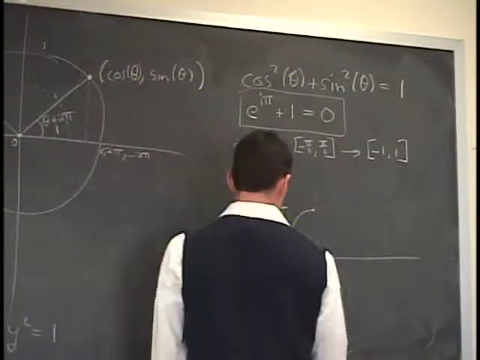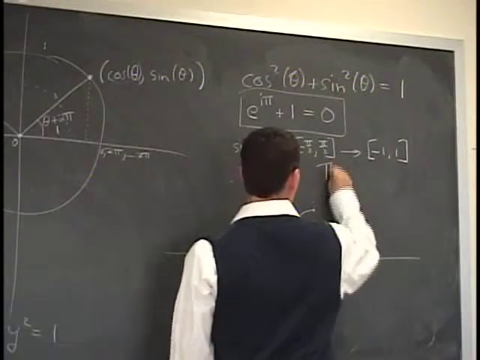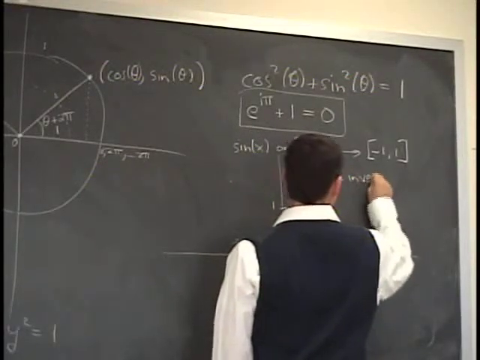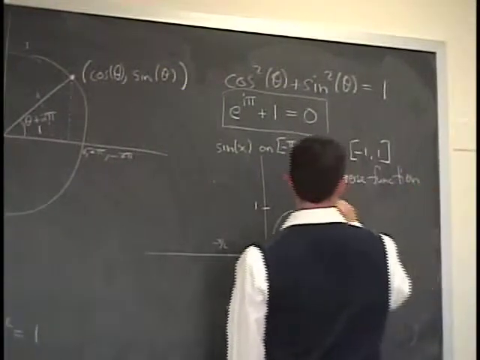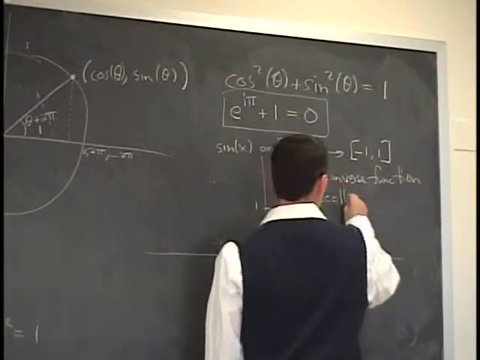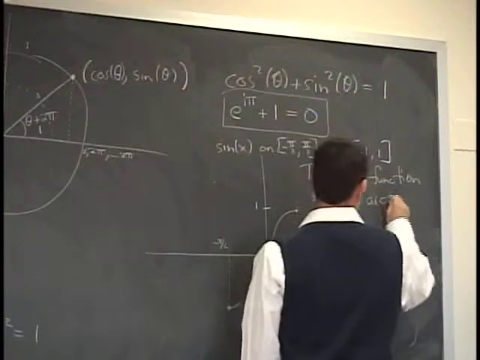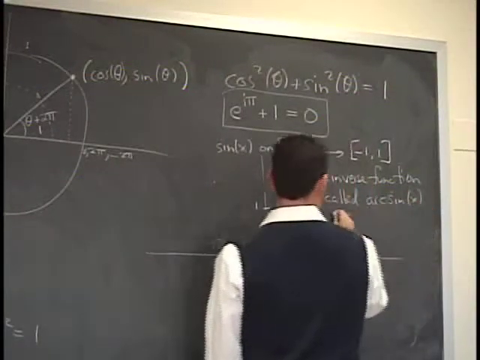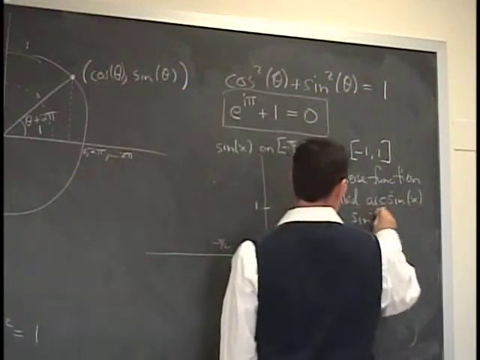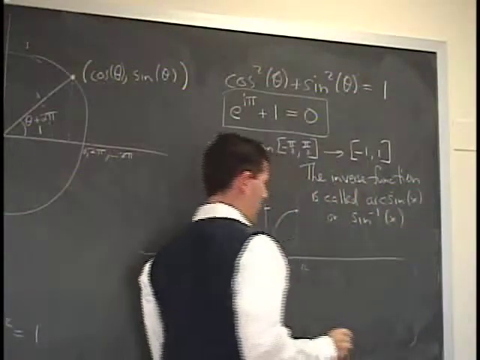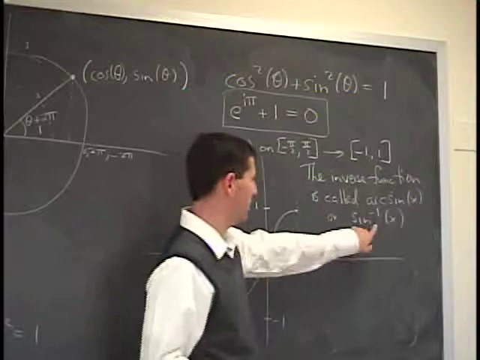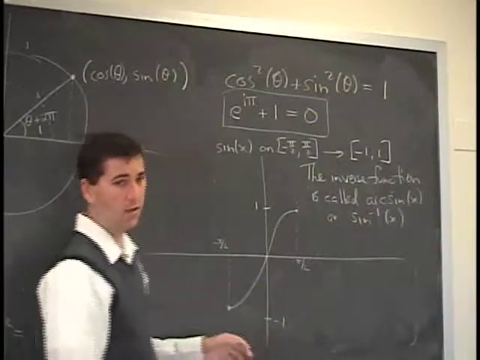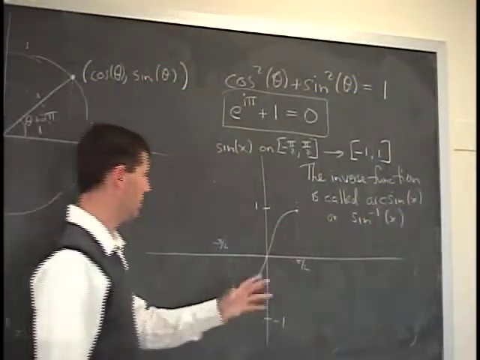So the inverse function is called arc sine, or sometimes they write it sine to the -1. Well, I usually use this notation, but this is very misleading notation.